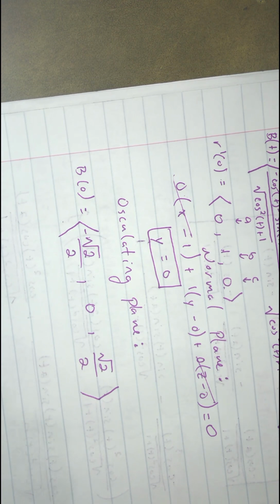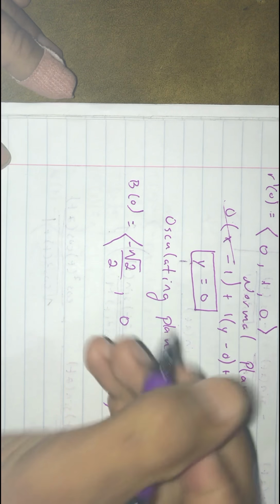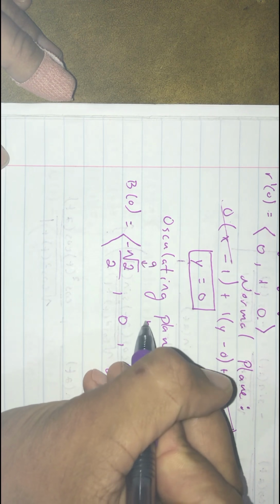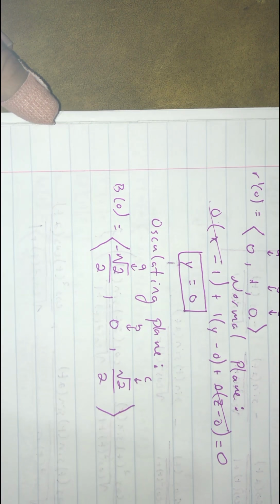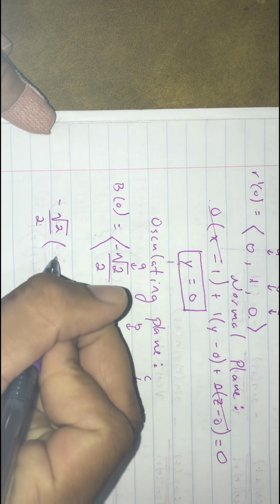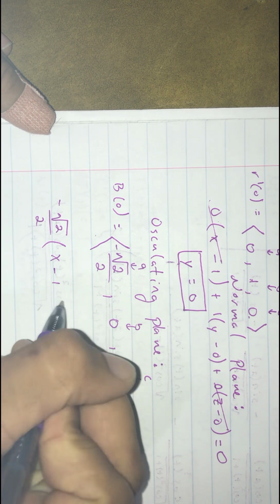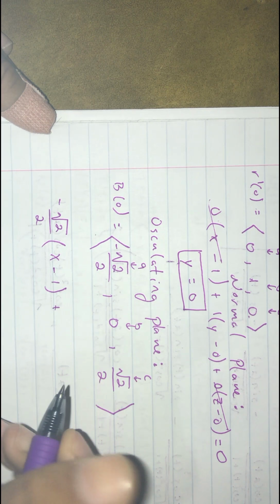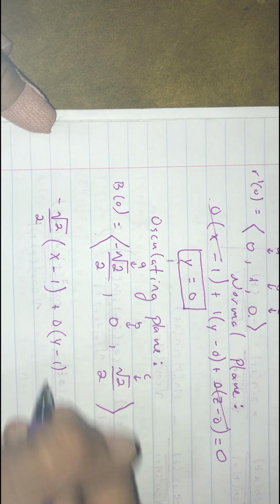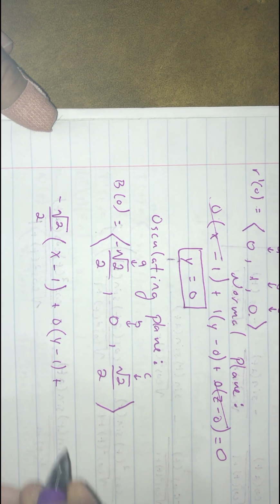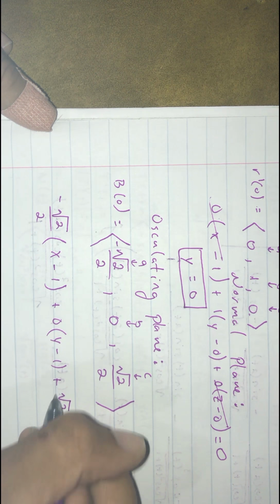And then we're going to do this the same exact way that we just did this one. So we know that this is going to be A, B, C. So our osculating plane formula is going to be negative square root of 2 over 2 times x minus 1 plus 0 times y minus 0 plus square root of 2 over 2.